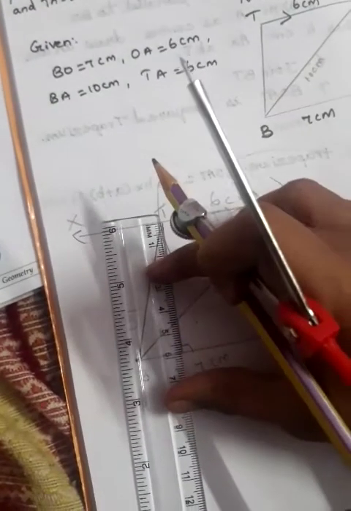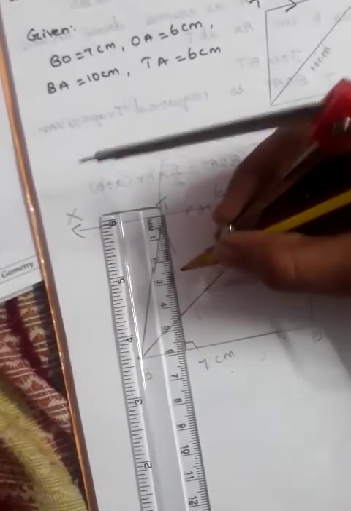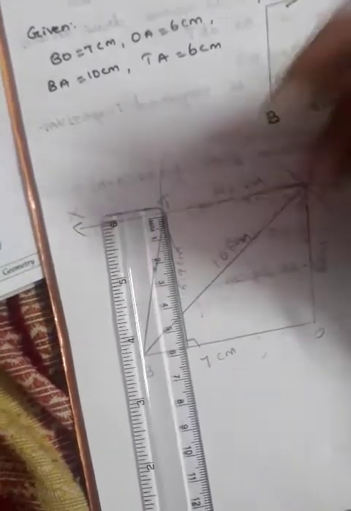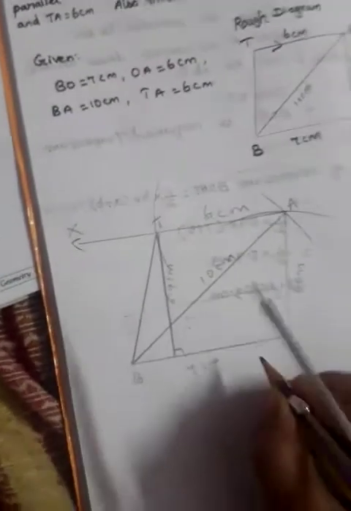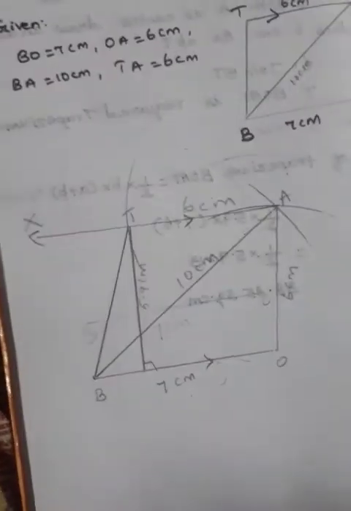Then next, measure the line 5.9 centimeter. Measure the line 5.9 centimeter. Okay, 5.9 centimeter. Next, did you understand?